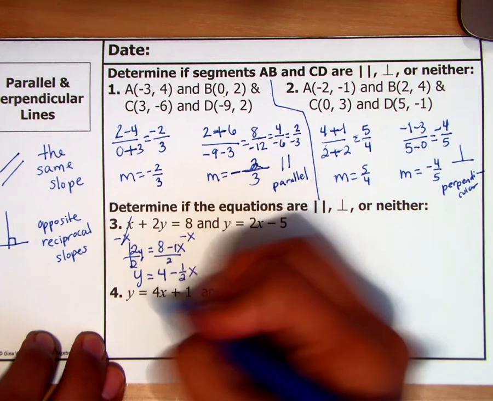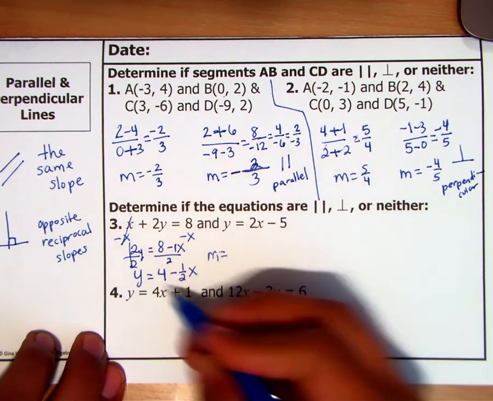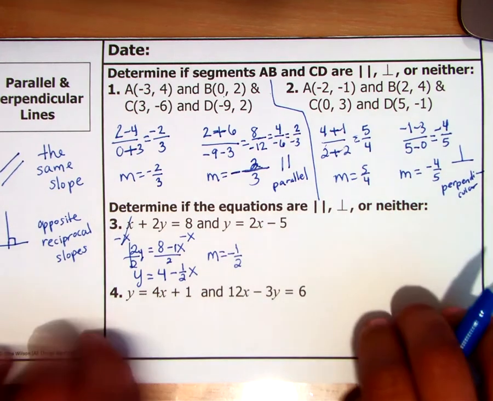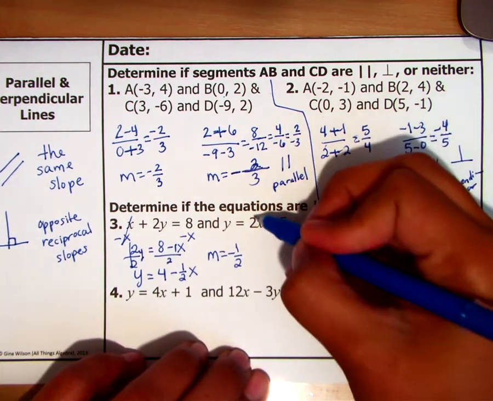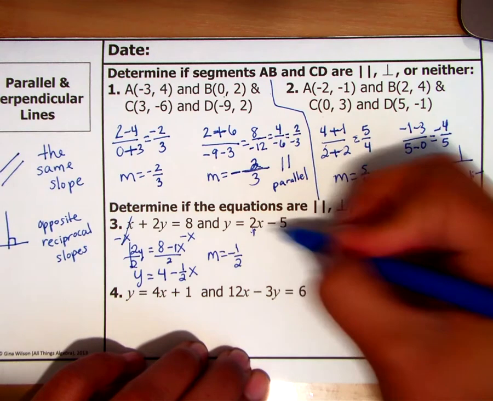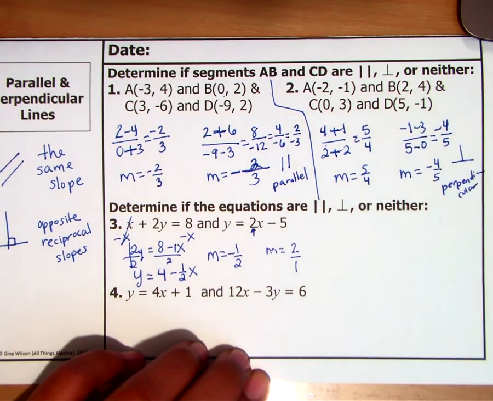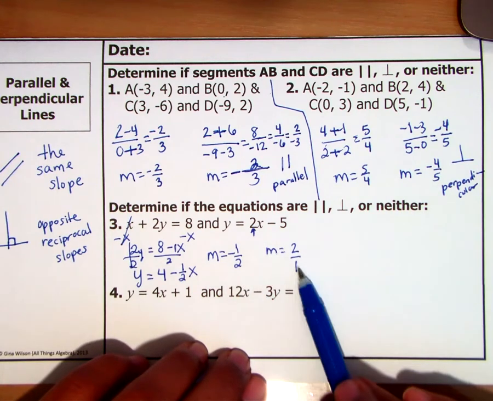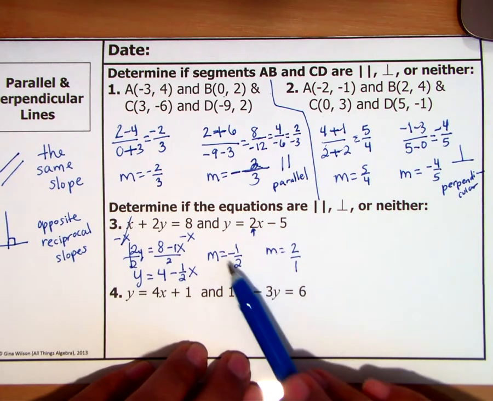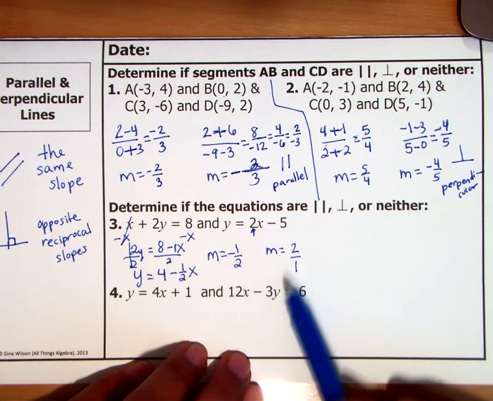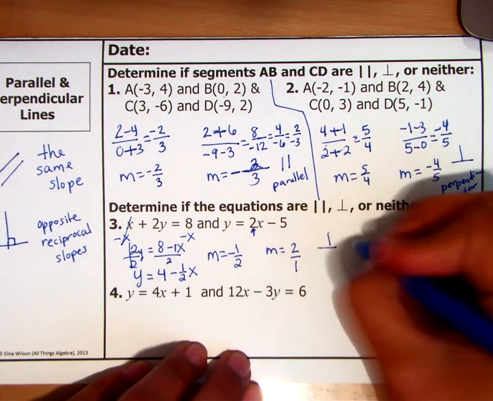So the slope for this one, don't get confused, it's not 4. In front of x, the slope is negative 1 over 2. The slope for the second line is this, 2. You can put a 1 under it so I can see it better. Are these the same? No. This one's negative, this one's positive, so they're opposite, and they're flipped, so they're opposite reciprocal, so these are perpendicular.